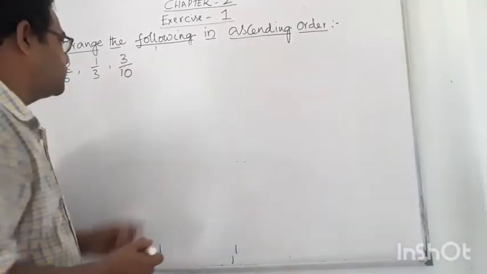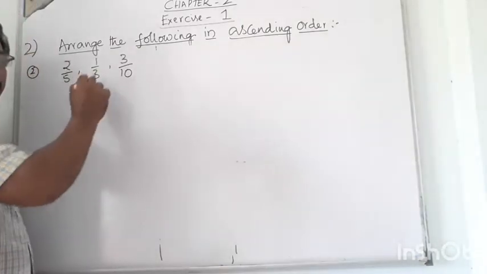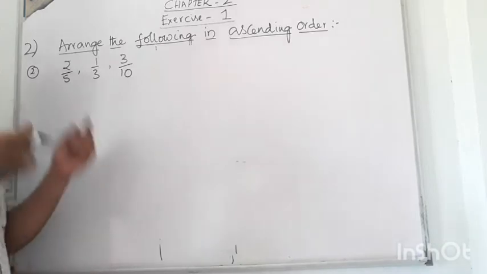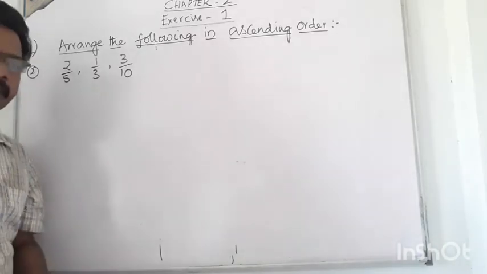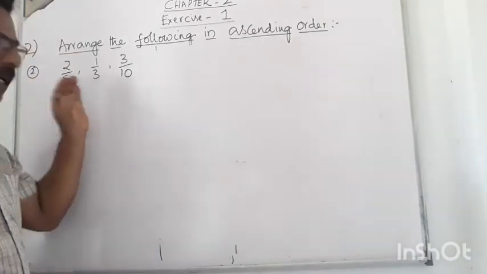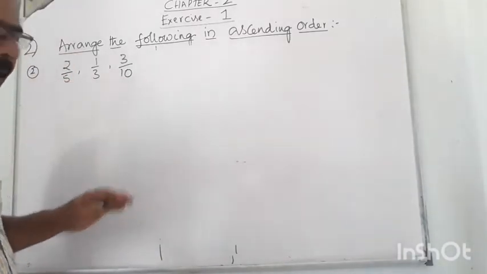In the second round, second sum, 2 by 5, 1 by 3 and 3 by 10. They have given 3 fractions. These are also, if you observe, proper fractions. So in the proper fractions, we have to find out which one is smaller and which one is bigger.